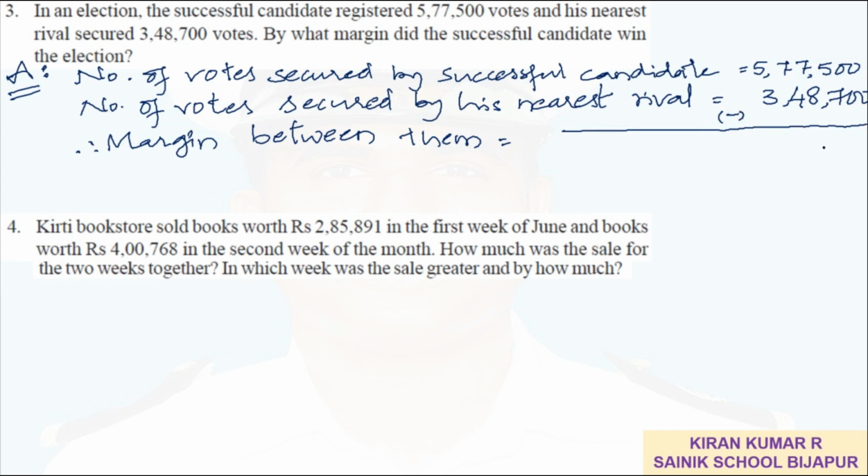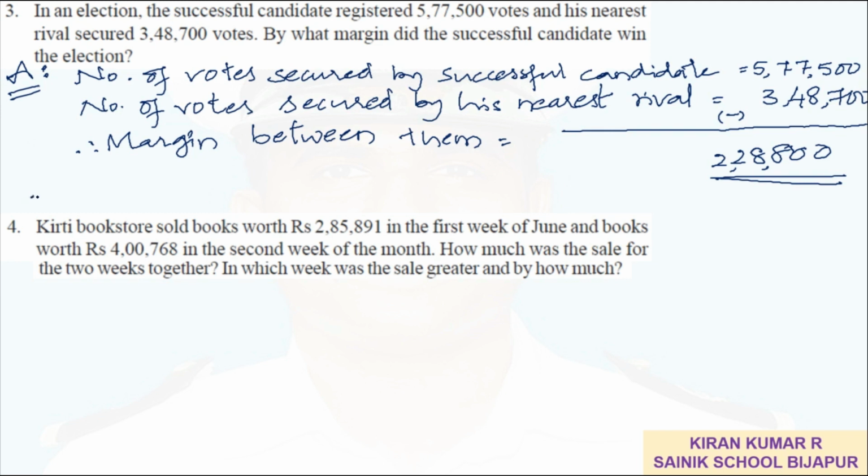You subtract now. 0 minus 0 is 0. 0 minus 0 is once again 0. From here you will take one carry. It becomes 15. 15 minus 7 is 8. So 6 remains here. From here you will take one carry. It becomes 16. 16 minus 8 is 8. So this has become 6. 6 minus 4 is 2. 5 minus 3 is 2. So it becomes 2,28,800.